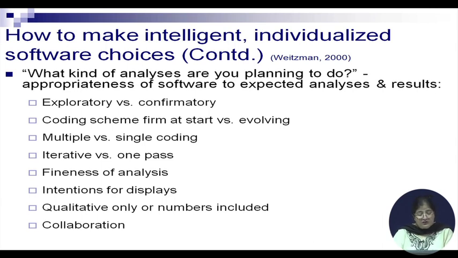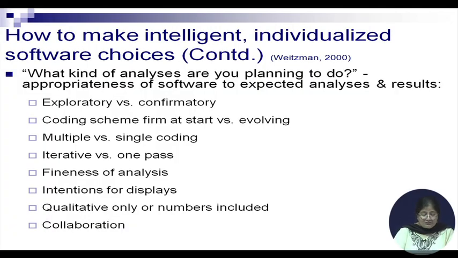Is your research exploratory or confirmatory? Are you trying to find out something new or validate or disconfirm something that has already been done? Is the coding system firm at the start, or is it evolving as you go along the collection of data? Is it multiple coding or is it single coding? Is it iterative, which means you go back and keep revising it, or is it one pass coding? Then, the research process. The fineness of analysis is another one.